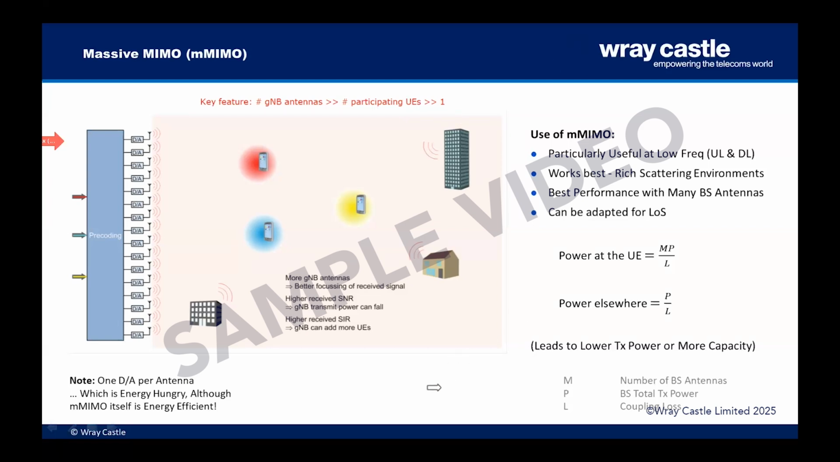Previously then, we had just, I think, 4 base station antennas. Here, we're going to have lots of base station antennas. And just for the illustration, we have a base station with 16 antennas transmitting to 3 different devices, which hopefully satisfies this key defining feature at the top.